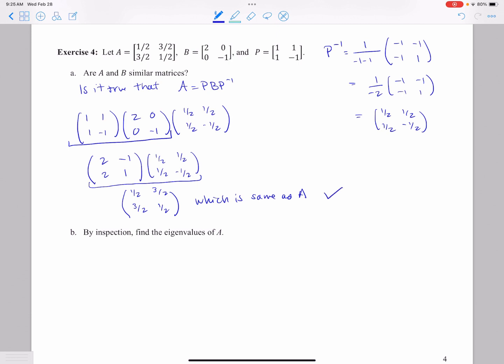So by inspection, how do we find the eigenvalues of A? Knowing that A is similar to B and B is diagonal, the eigenvalues of B are 2 and negative 1. So the eigenvalues of A are also 2 and negative 1.